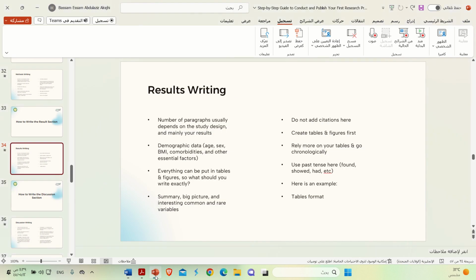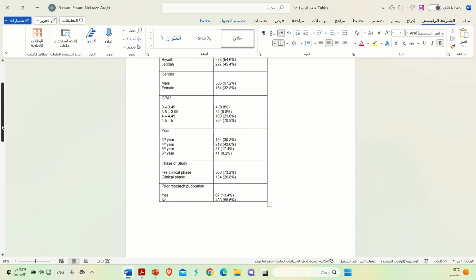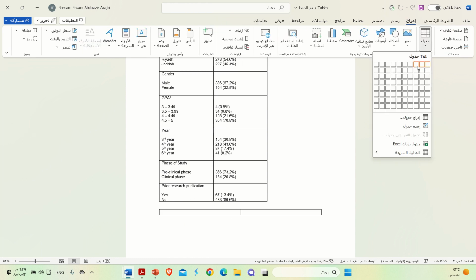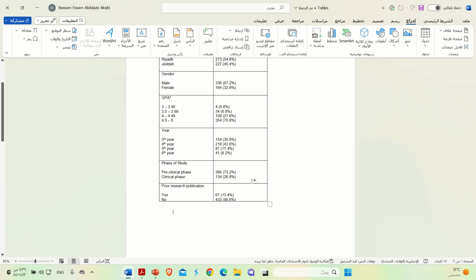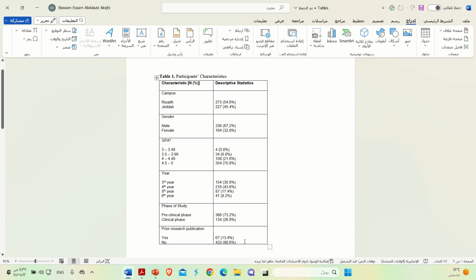Regarding the tables format, I have put an example here on how you can design the tables. Again, here is how you can design a table simply in Word. However, one thing that I wanted to highlight here is most journals require a specific format. Not necessarily all of them, but this is something that I prefer to do. So you can go here.